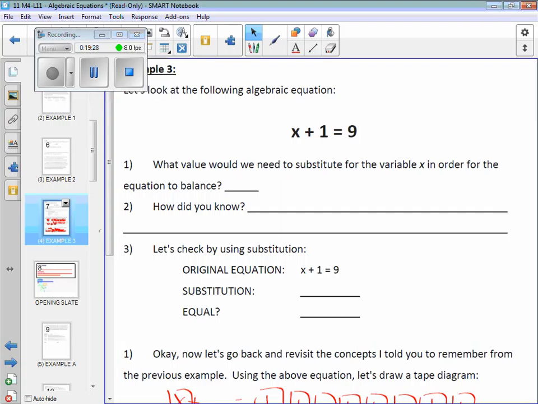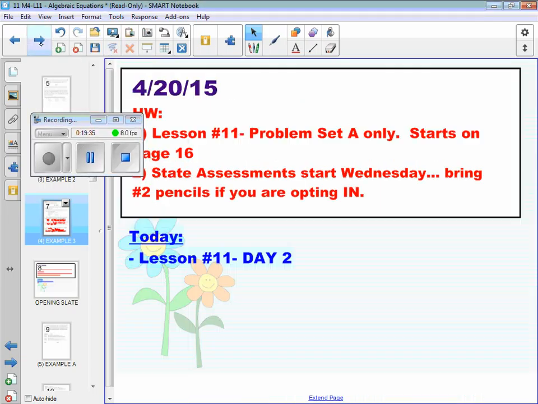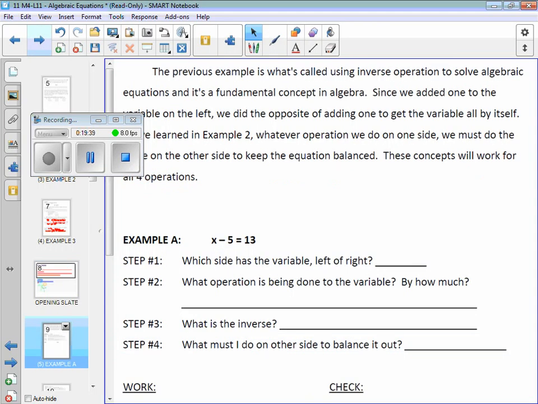All right, let's practice this idea of inverse operation. I want you to go to example A on the next page. If we can follow the steps that are outlined here, we don't have to model everything out. So it's always going to be the same exact question I'm going to ask you every single time. I'm going to ask you, what side is the variable on? What's being done to it? What do we have to do to undo it or do the inverse?